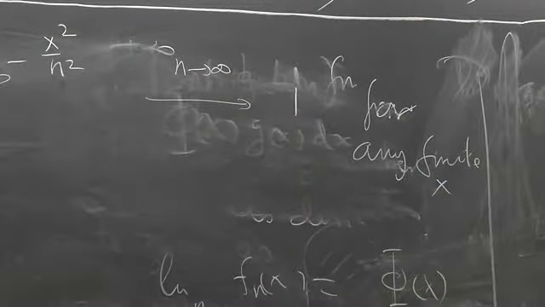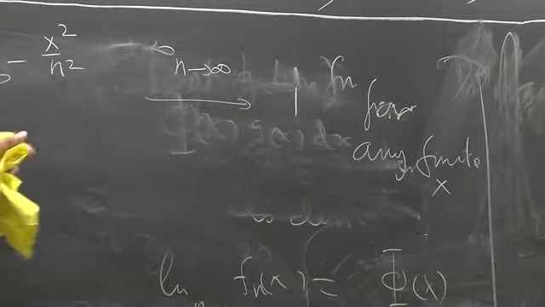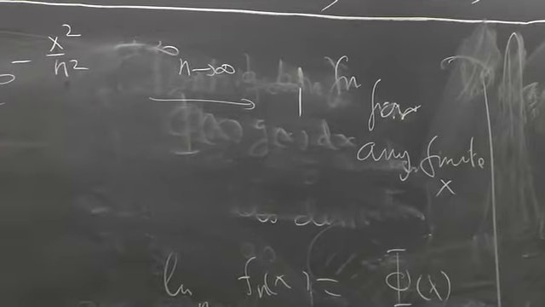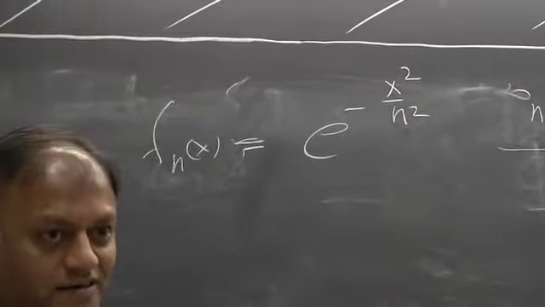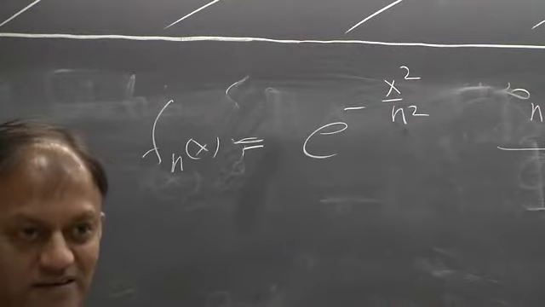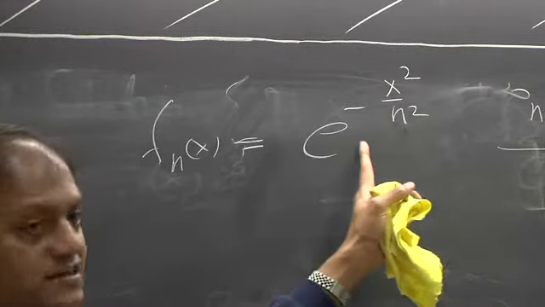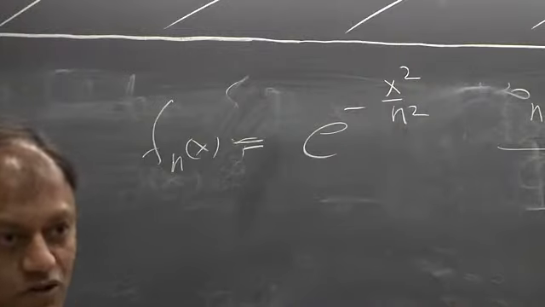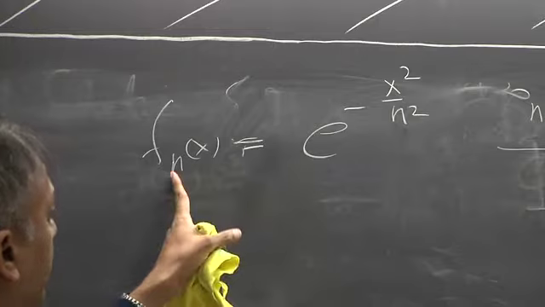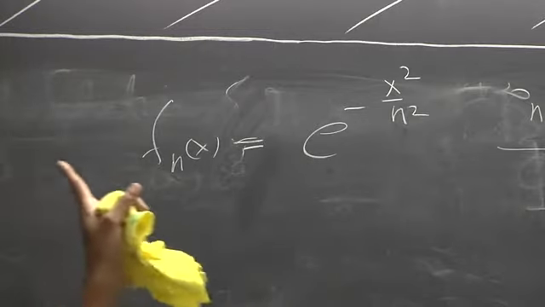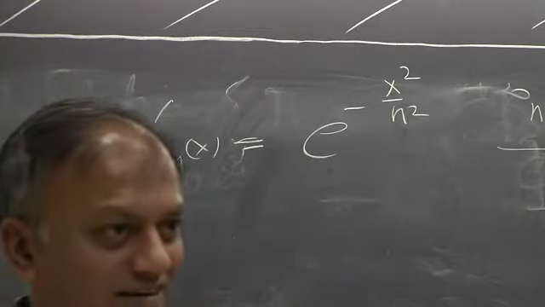Right? So on the other hand, each function for a fixed n is a good function because it's Gaussian, right? It's infinitely differentiable and it goes to 0 faster than any power. So you have a sequence of good functions, but nevertheless, as n goes to infinity, this defines a generalized function which is simply 1, in this case.